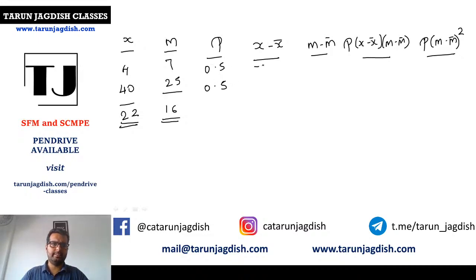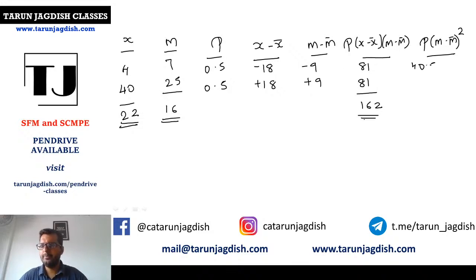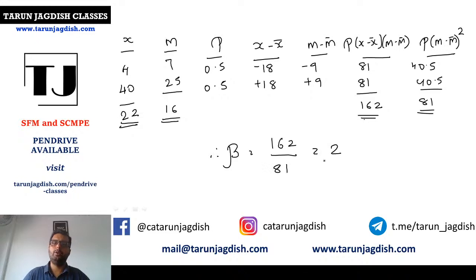So I'll be getting the answer as minus 18, plus 18, minus 9, plus 9, 81, 81, 162. So here it will be 81 into 0.5, that will be 40.5, 40.5, 81. Therefore, beta will be 162 divided by 81, which is 2. Do we get the same answer once again now, friends? Please write down till here in your books.